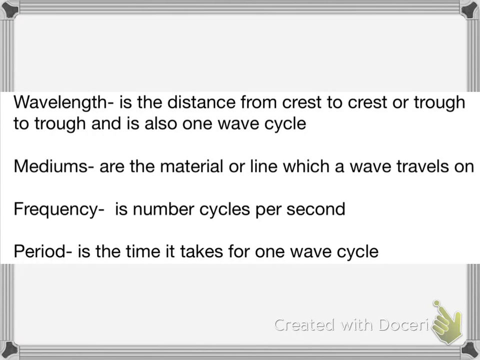On a side note, wave speed is also part of the wave equation, and it will be what we are solving for. Wave speed is how fast the wave is traveling and is measured in meters per second. Some extra terms that don't show up in the equation are medium and period. A medium is the material a wave travels on. A period is the time it takes for one wave cycle to travel. It should also be noted that frequency and period are opposite reciprocals.